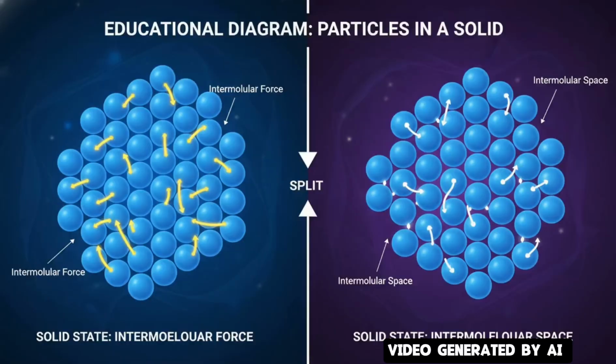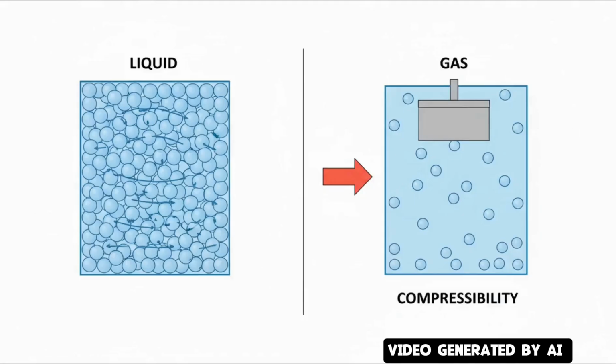The way matter behaves depends on the intermolecular force of attraction and the intermolecular space between particles. In solids, the force is strongest, which leaves minimal space for the particles to move. In liquids, the intermolecular force is weaker, allowing particles to slide past each other. Gases have the weakest force and largest space, which is why they are so easy to compress into smaller volumes.